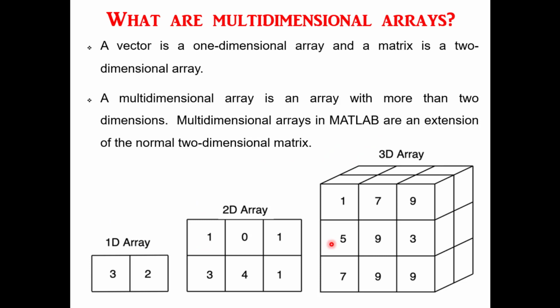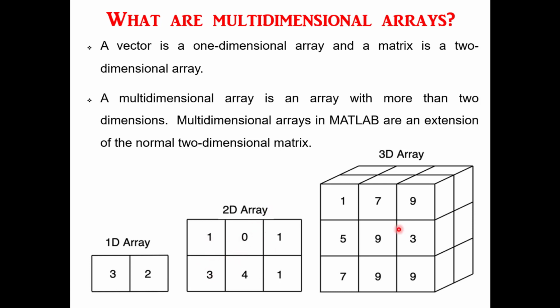What are multidimensional arrays? As we've seen in previous tutorials, a vector is a one-dimensional array and a matrix is a two-dimensional array. A multidimensional array is an array with more than two dimensions. Multidimensional arrays in MATLAB are an extension of the normal two-dimensional matrix. In a matrix, the two dimensions are represented by rows and columns.